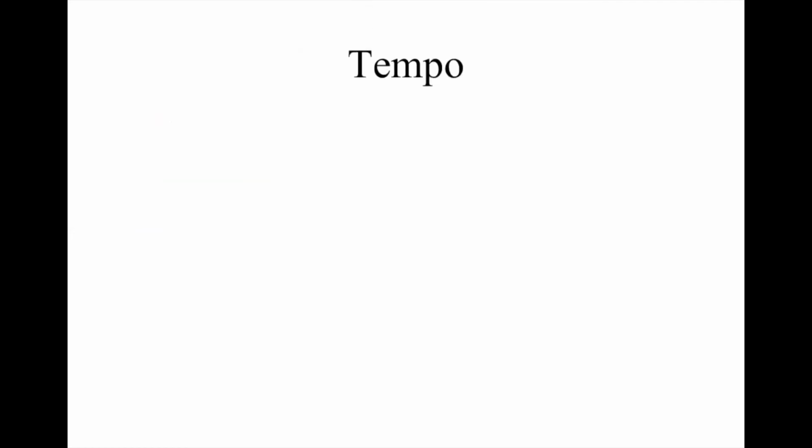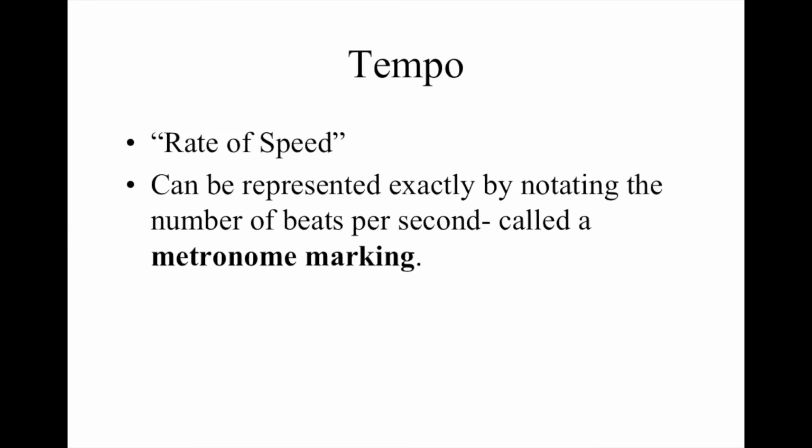The last topic we're going to touch on in this part is called tempo. And tempo means the rate of speed, how fast the beats are going. Now, in the modern world, we can represent tempo very precisely by what is called a metronome marking. And it says how many beats per minute we want the tempo to be. So if we said 60 beats per minute, that would be 1 beat per second. So that's pretty easy to recognize.